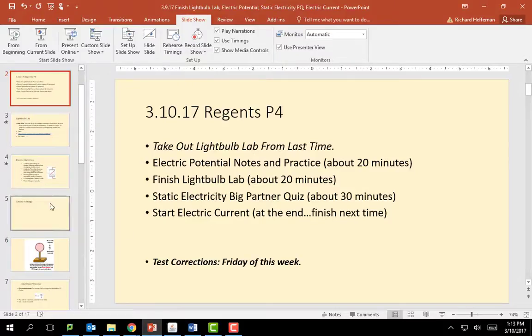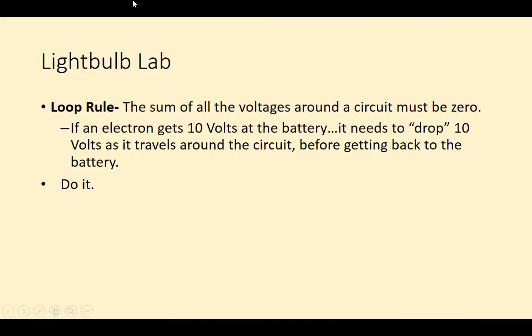Here's the rule before we start this off. The loop rule. The rule for electric circuits is that the sum of all of the voltages around a circuit, and this is on the front of our lab under pre-lab, which we are doing post-lab, the sum of all of the voltages around a circuit must be 0. What that means is, if an electron goes through a 9-volt battery, it's got to give up 9 volts before it gets back to the battery. For you walking around the circuit, you're going through a 1-volt battery.